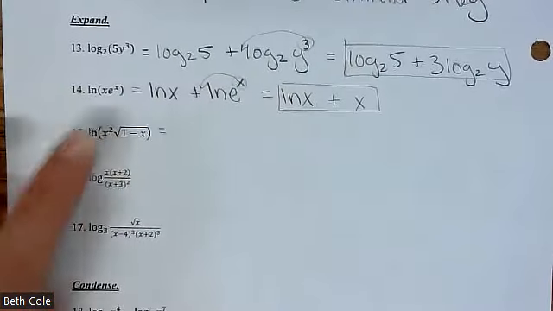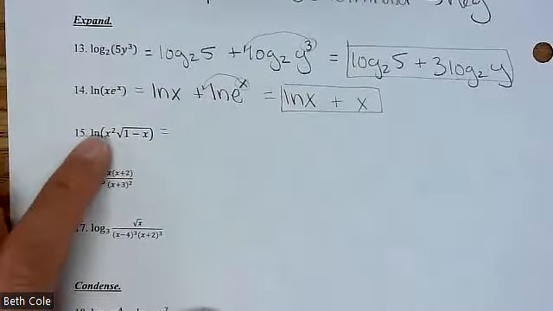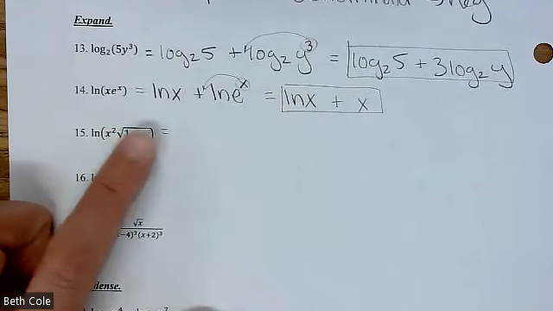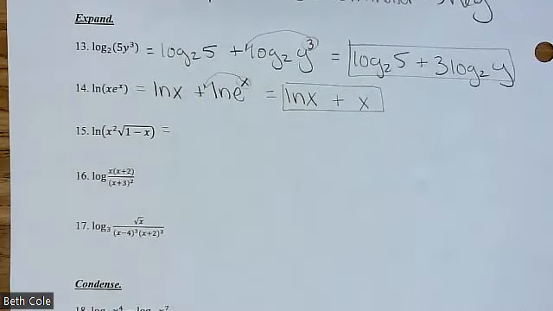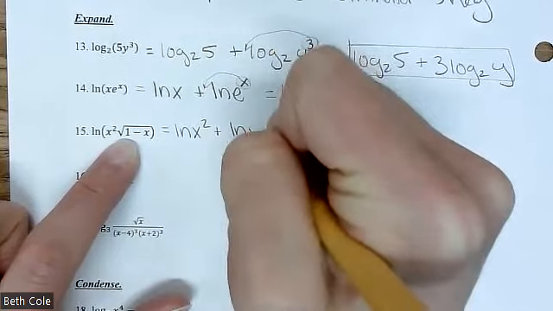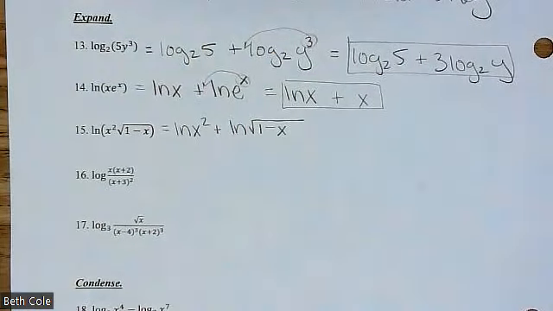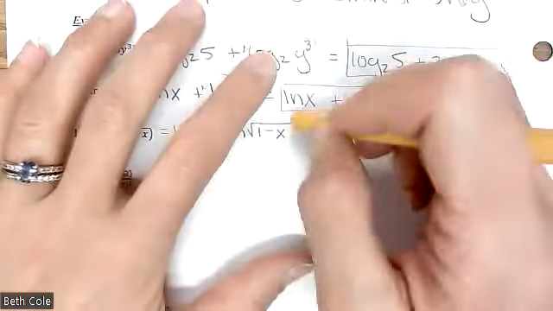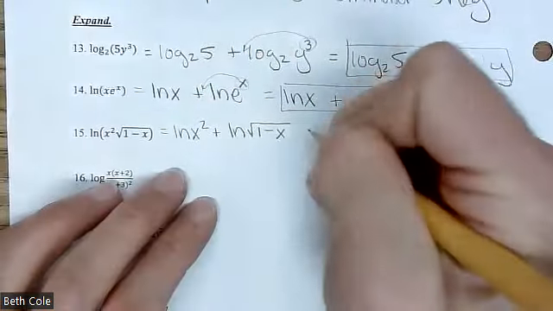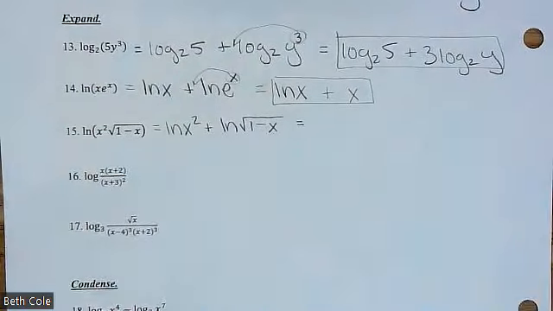Look in the parentheses. There's two items. There's an x squared and there's a square root of stuff. What are they doing? Again, they're multiplying, so when I separate it, we're going to add. Okay, so it is going to be ln x squared plus ln square root of all that. And then you're able to take the exponents and write them out front.